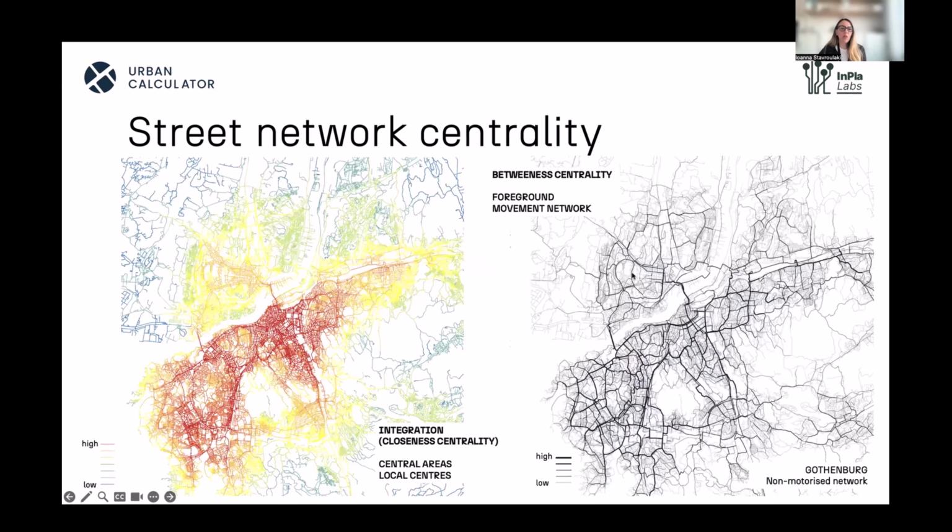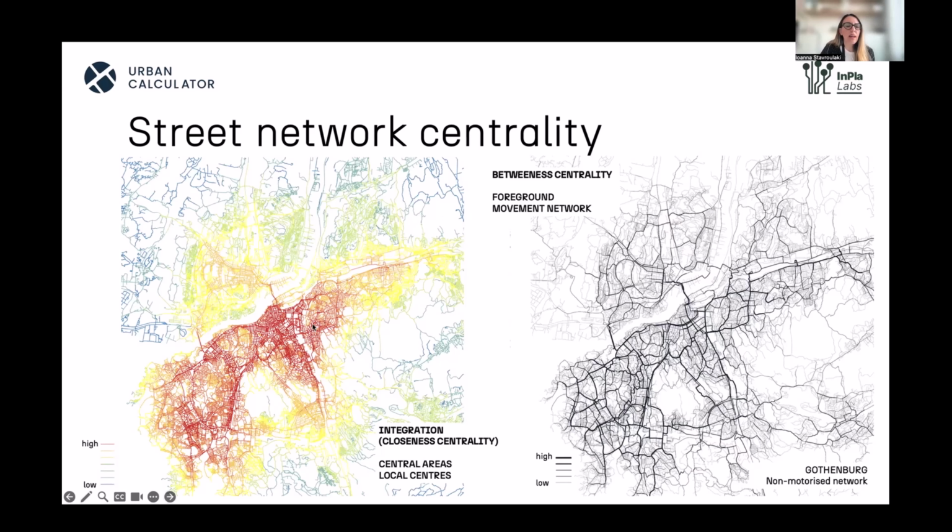This is the case of Gothenburg in Sweden. We see angular integration, closeness centrality on the left, betweenness centrality on the right. We see that we get different information from these 2 measures. One highlights centers, central areas, clusters of centrality. And we know that the more central, the more integrated an area is, the more mixed uses it attracts, the most people, higher densities, and so on.